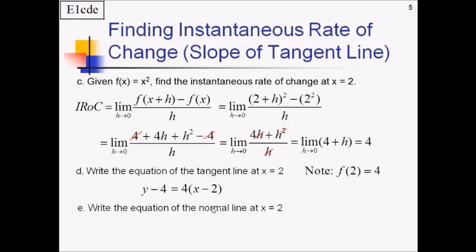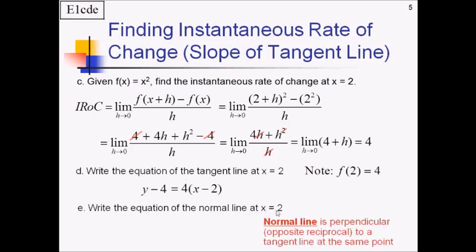Now we want the equation of a normal line. And this is kind of a new word here. A normal line is just perpendicular, in other words, the opposite reciprocal of a tangent line that goes through the same point. So you need the same point as we had before, (2, 4), and you need the opposite reciprocal now of the original slope. So this is still going to be y minus 4, and now instead of 4, what are we going to have? Negative 1 over 4. You've probably done this before, it's just been a while. And then x minus 2 is going to be the same.